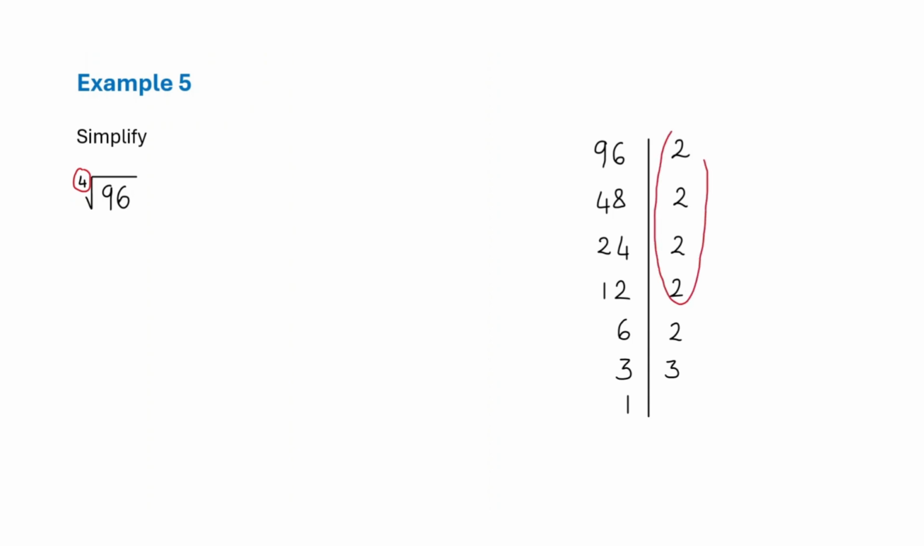Here we have one complete group of 2's. Each complete group comes outside the radical. The remaining factors 2 and 3 don't belong to a complete group, so they stay inside the radical. We can now rewrite the expression as 2 multiplied by the fourth root of 2 times 3. Multiplying the factors inside the radical gives us the fourth root of 6. So the fourth root of 96 simplifies to 2 fourth root 6.